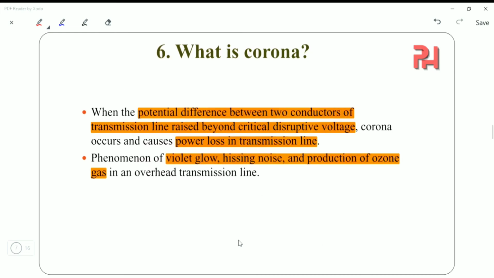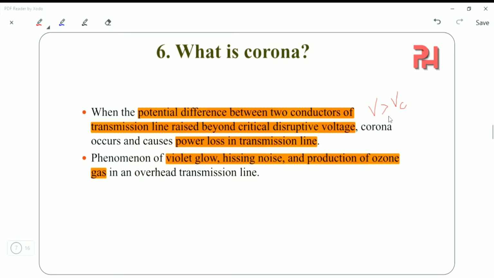Next question is, what is corona? Whenever the potential difference between two conductors of the transmission line is greater than the critical disruptive voltage, corona occurs. Corona also causes power loss in the transmission line. Corona can also be visualized as a phenomenon of violet glow, hissing noise and production of ozone gas. So the basic principle is the voltage should be greater than the critical disruptive voltage. When this condition is satisfied, corona will occur.